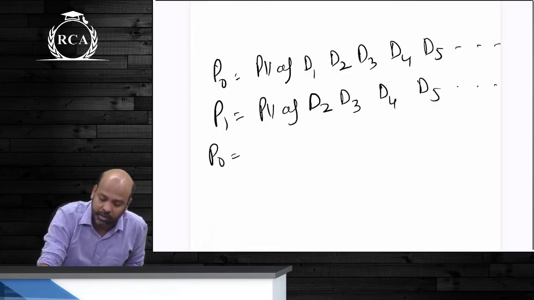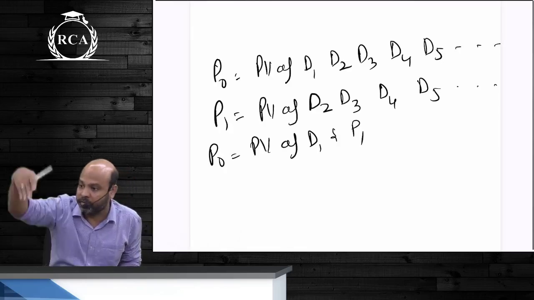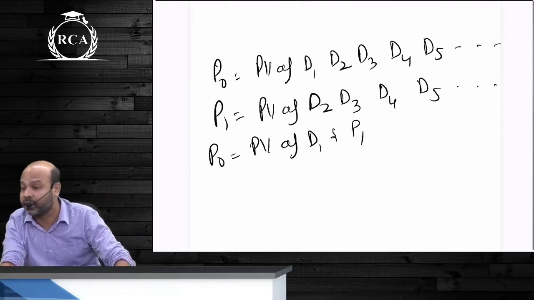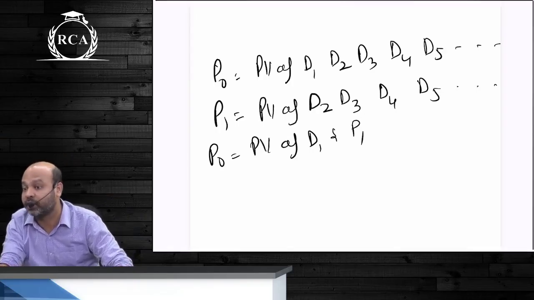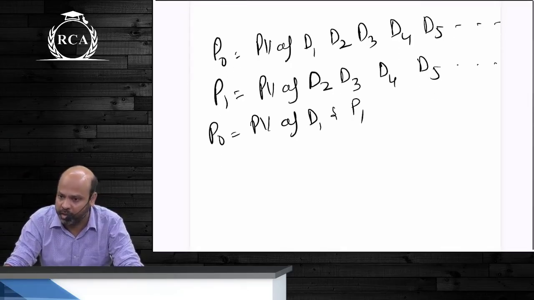Can't I write P naught as present value of D1 and P1? P1 is including dividends from the second year. The only thing that is not included in that is D1. So compute the present value of D1 and P1. You will still get the same answer. Are we clear about this?